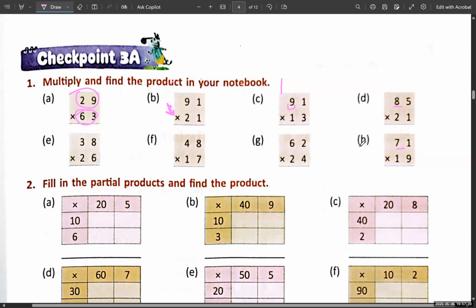Just learn one table every day. I'm not asking you to learn like 3 tables. So you remember till 6. In the next class, learn the 7 table also. Then in the next class, 8's table.